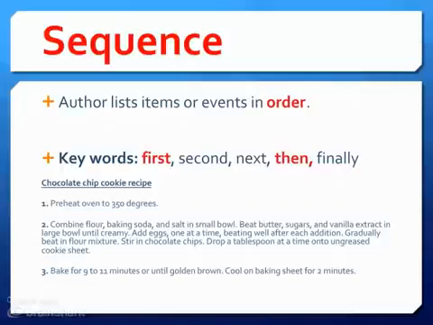Here's an example. Recipes are organized into sequence. Look at this recipe. The first direction tells you to preheat the oven. The second direction tells you how to put all the ingredients together and what order you should put these ingredients for the best cookies. And then the third is how long you bake it. So all of these facts have to be in a certain order. You can't bake the cookies and then combine the flour and baking soda. So this is a sequential order or an example of a text feature with sequence.